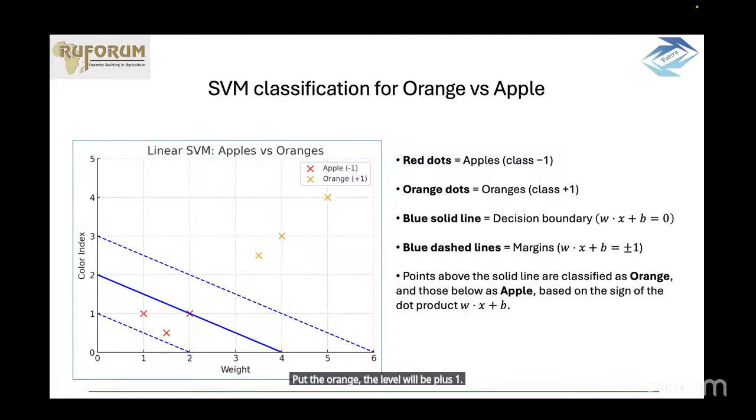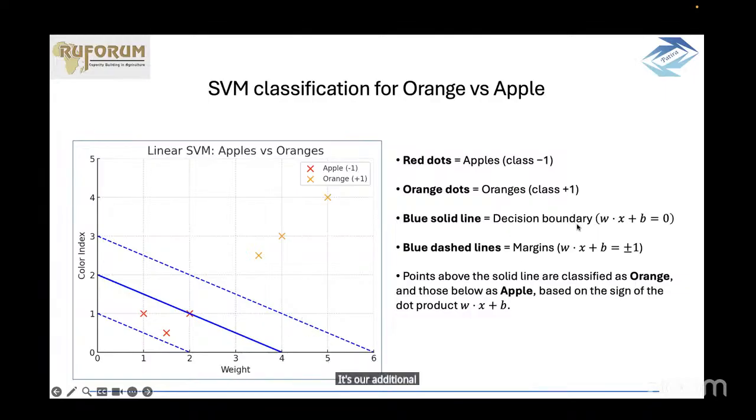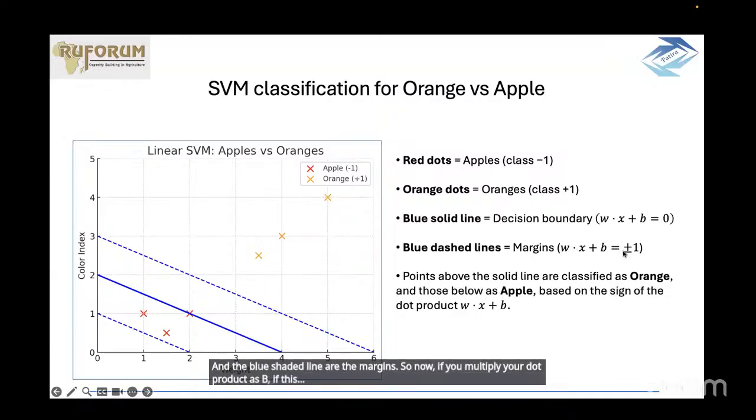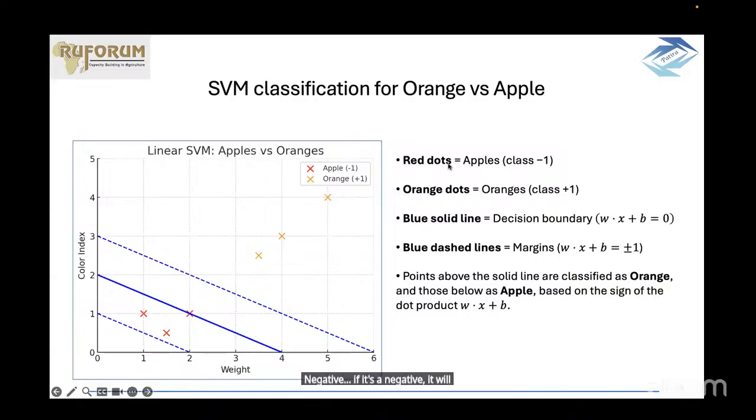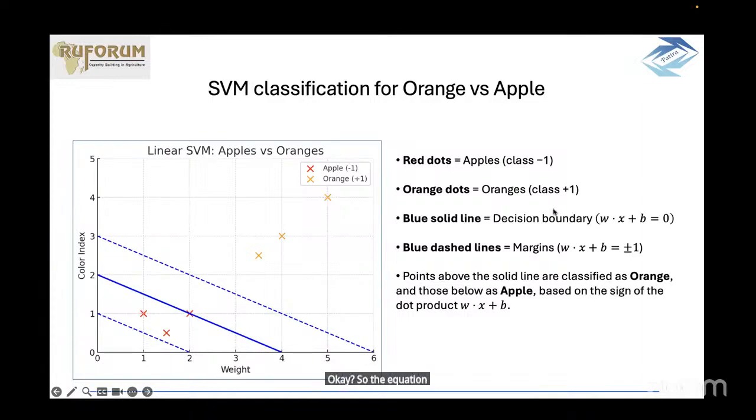So the blue solid line, this one here, is our decision boundary, and it's represented by this equation here: your dot product plus b is 0. And the blue shaded lines are the margins. Now if you compute your dot product plus b, if it is negative, it will be your apple. If it is positive, it will be your oranges. Okay? So the equation that I presented in the previous slide now comes in here.